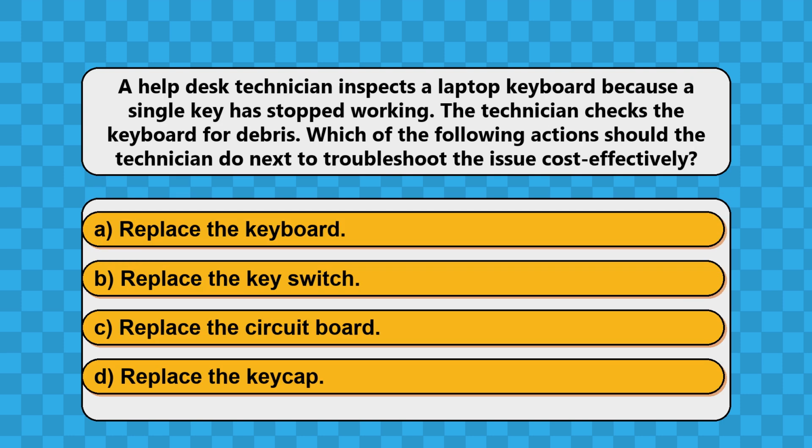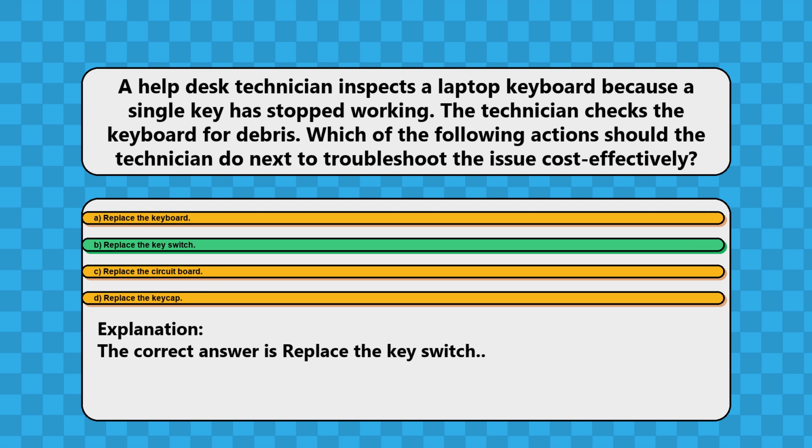Question 39. A help desk technician inspects a laptop keyboard because a single key has stopped working. The technician checks the keyboard for debris. Which of the following actions should the technician do next to troubleshoot the issue cost-effectively? Option A, replace the keyboard. Option B, replace the key switch. Option C, replace the circuit board. Option D, replace the keycap. The correct answer is option B, replace the key switch.